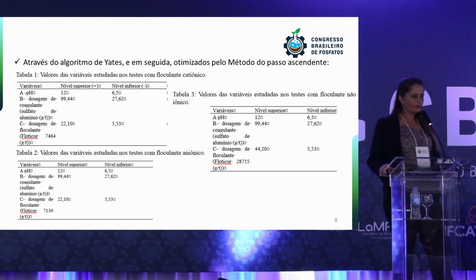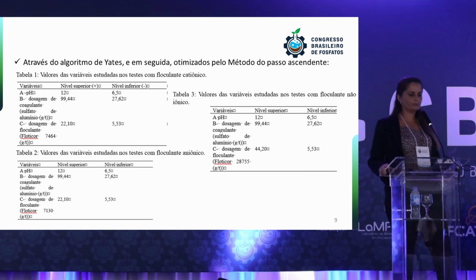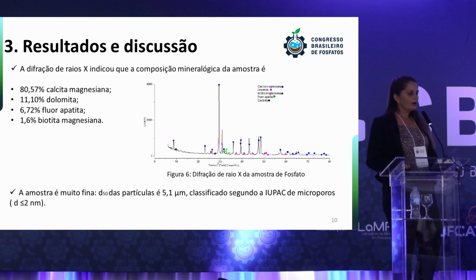For the non-ionic flocculant, I use a pH between 12 and 6.5, the same amount of coagulant and the same amount of flocculant. For the cationic, anionic, and non-ionic flocculants, I defined upper levels and lower levels, the same coagulant dose, okay, the same. What were the results that we obtained?